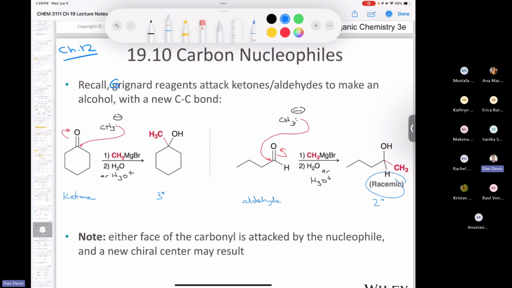And again, you see racemic here. Why? Because the nucleophile is not going to discriminate. It can attack from either face of the molecule.